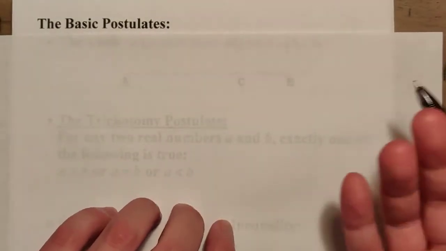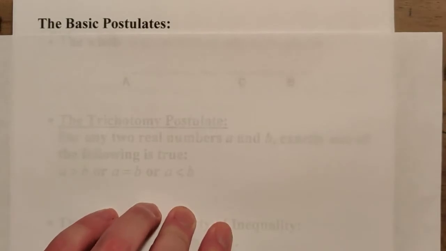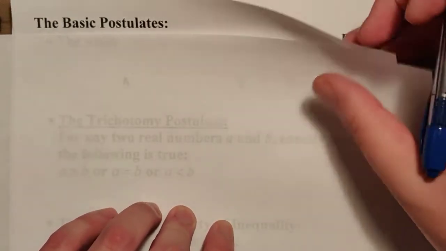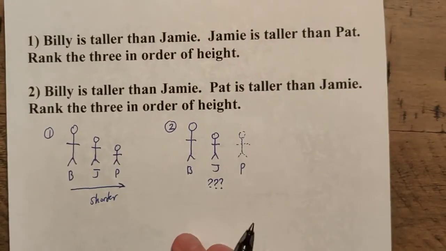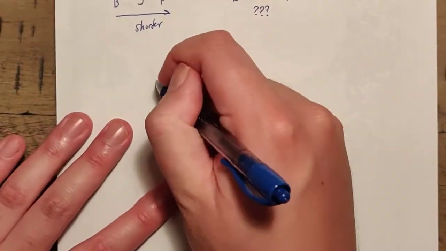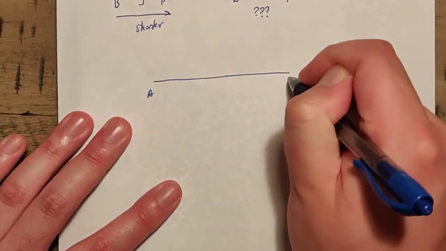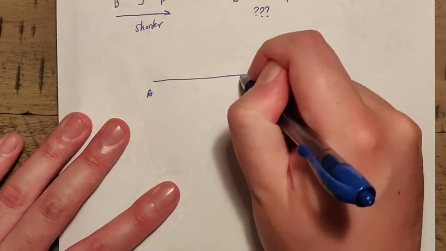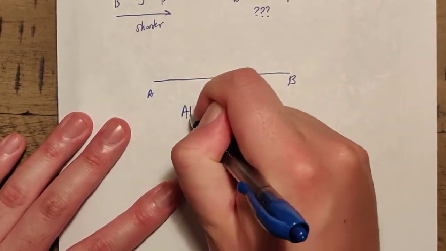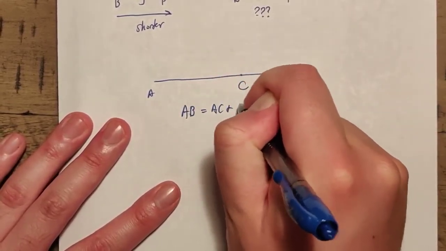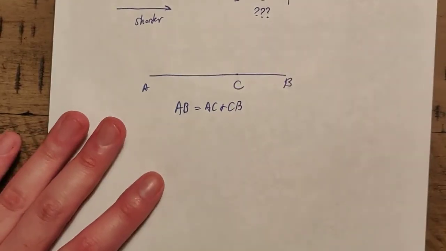inequalities. For instance, as you know about the partition postulate, if you have a segment, the whole is going to be equal to the sum of its parts. So if we have A, B, and here's C, the partition postulate tells us AB equals AC plus CB.